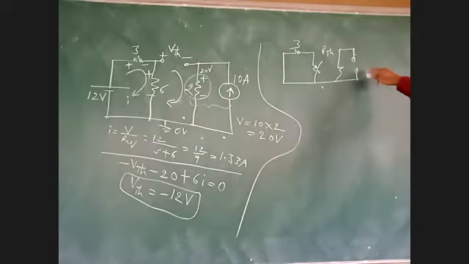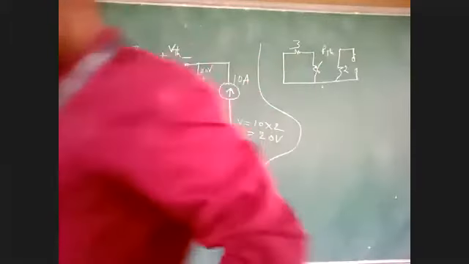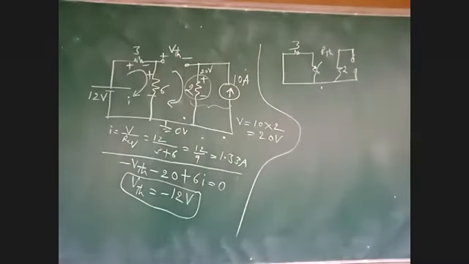I'm opening the current source here. In previous problems, I had told one point. While determining VTH, if any resistances are in series, what will happen to them while determining RTH?